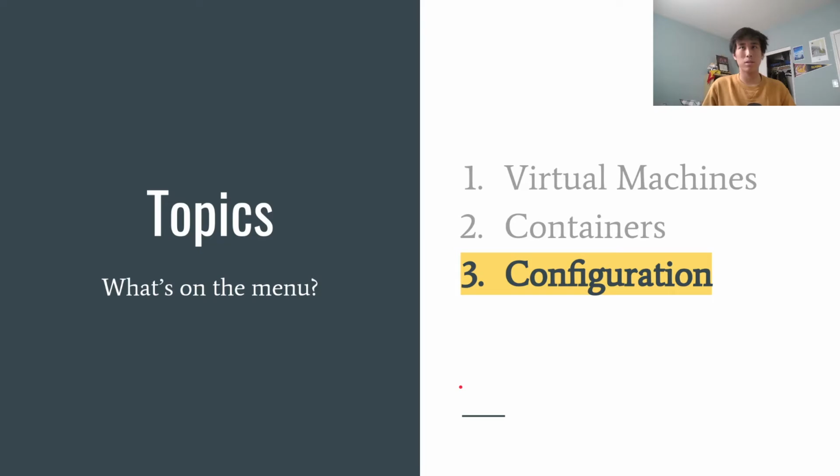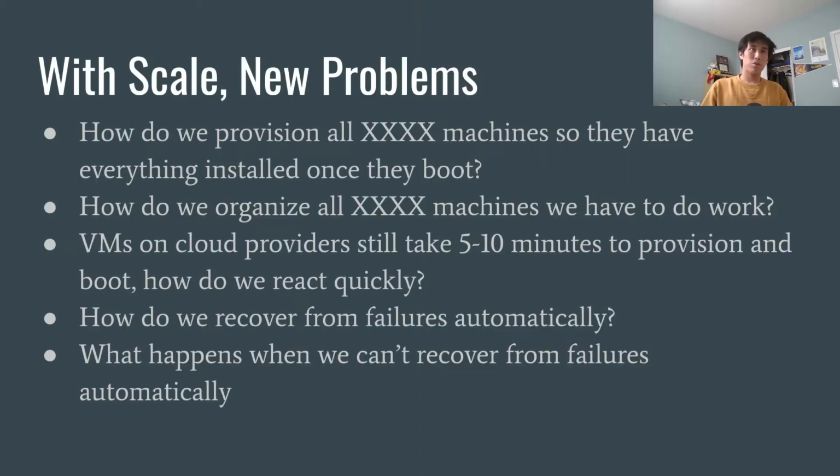But yeah, that's containers. So moving on, we have configuration, right? With this huge scale, we have new problems. These problems usually come up if we have a million or a billion machines, like you can imagine at Google how many machines they have. It's probably crazy. But how exactly do we provision them?